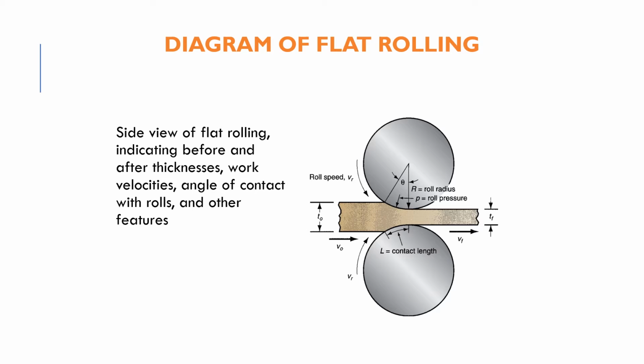Here is the diagram of the flat rolling. This one is the roller, and for this roller, there will be a roll radius. In here you will also see the contact length, which is L, where the roller and the work material are in contact. For the rolls, there will be a roller speed, which is VR, and at the same time you will see the work material here, with T naught the initial thickness and TF the final thickness, and there will be V naught, which is the initial velocity of the work material, and VF, which is the final velocity of the work part.